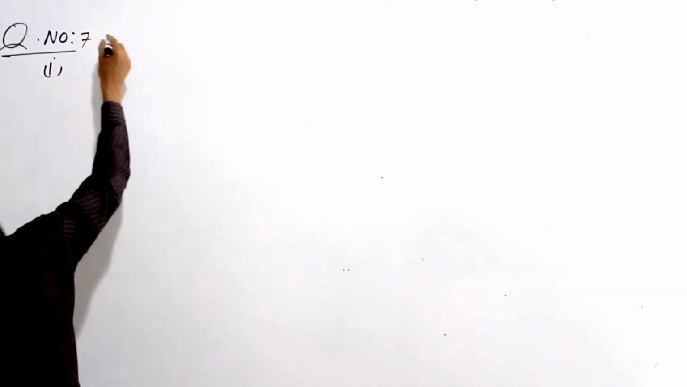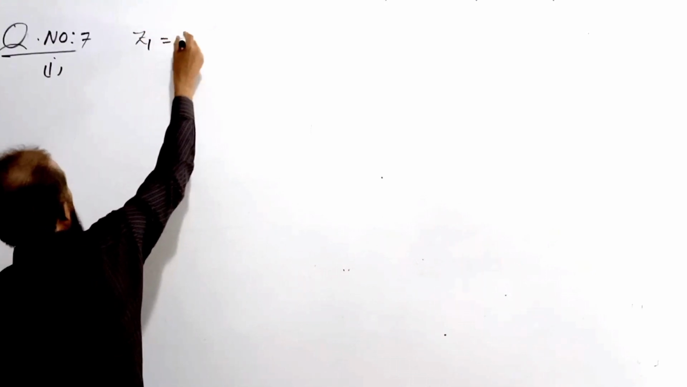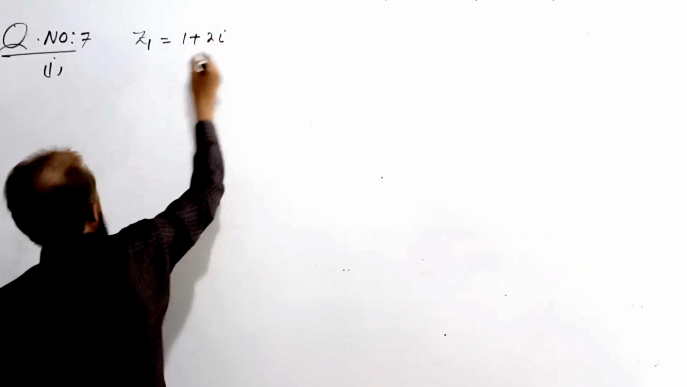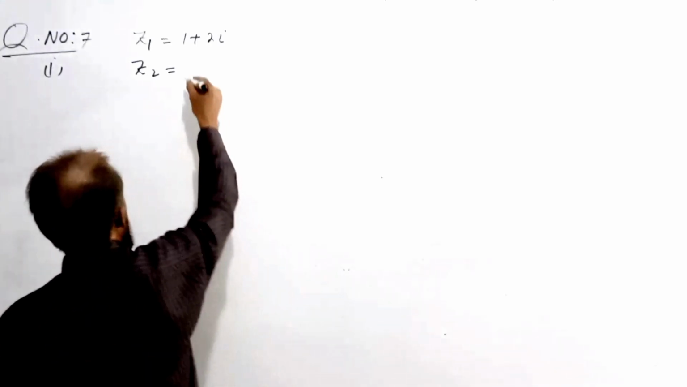Z1 is equal to 1 plus 2 iota and Z2 is equal to 2 plus 3 iota.